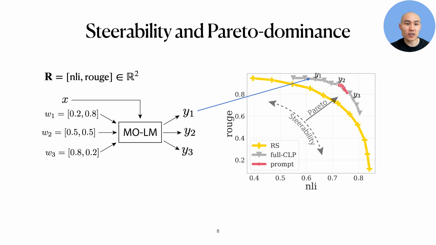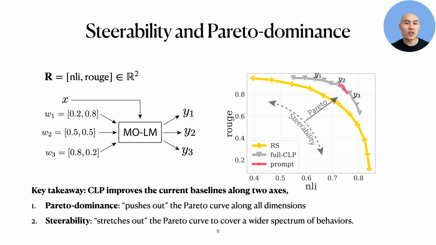Concretely, the user can effectively steer the model to output different points along the Pareto curve by inputting different weightings for the same prompt. The key takeaway from our paper is that CLP affords two performance improvements compared to existing state-of-the-art. First, CLP Pareto dominates the rewarded soups baseline, meaning that it pushes the Pareto curve out along all dimensions and improves the reward along all dimensions. Second, CLP is more steerable than the prompting baseline, meaning that it can cover a wider spectrum of behaviors at inference time.